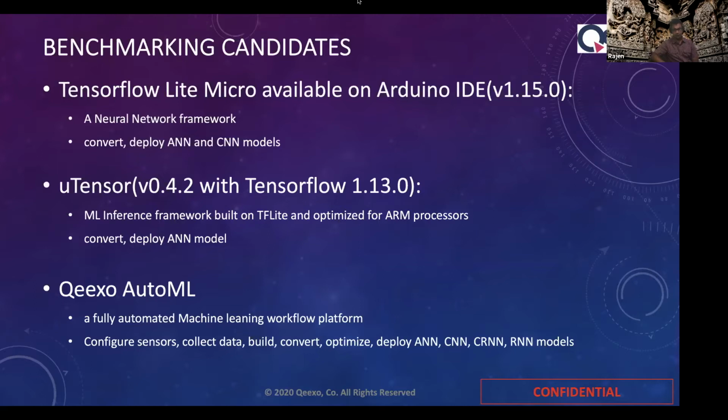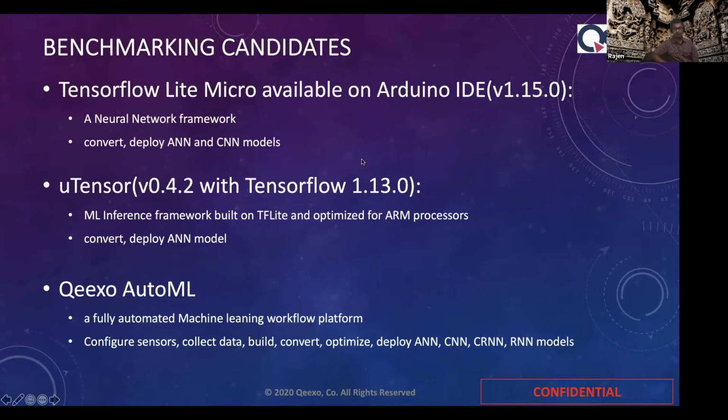The second framework we will use is MuTensor, which is basically a machine learning inference framework for neural network kinds of models, which is built on TensorFlow Lite, and it is optimized for ARM processors. And it can also convert and deploy NN models.